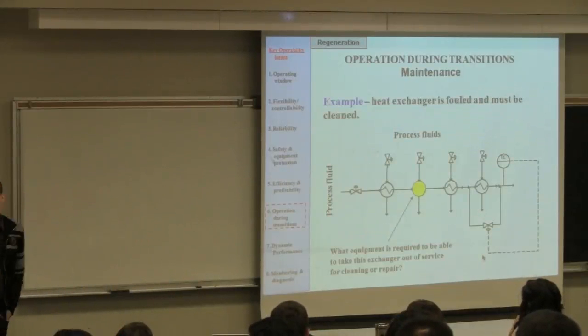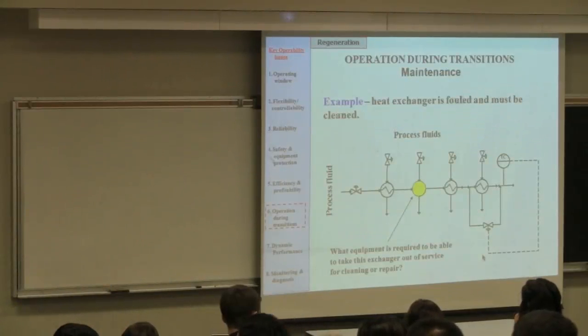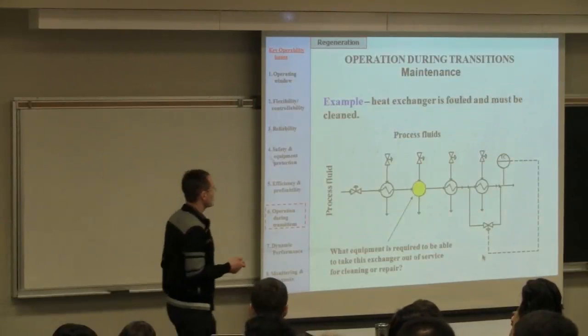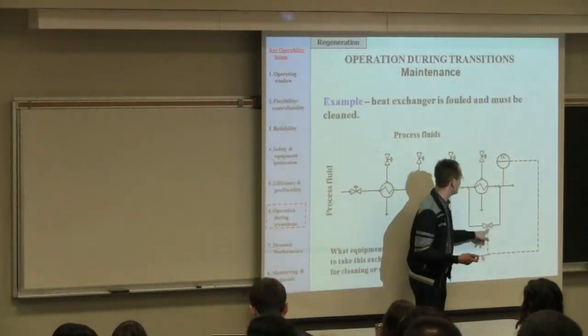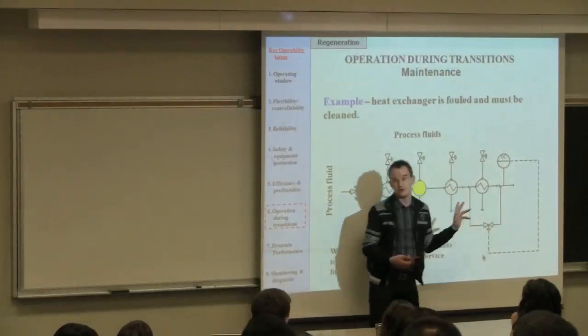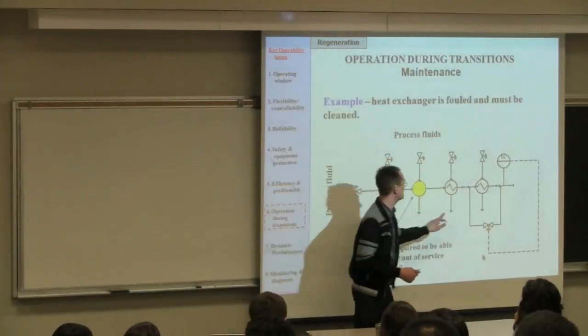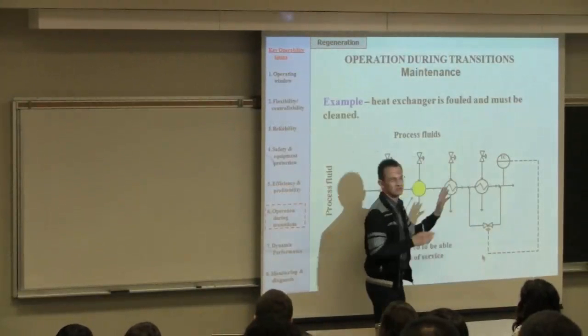Another type of startup and shutdown we have to deal with, hopefully not too frequently, but will happen, is maintenance of systems. So with this heat exchanger network, we looked at this last time. This bypass we looked at last time, we looked at adding that for a different reason. That's not what we're focusing on here. So the reason for that bypass was discussed last class.